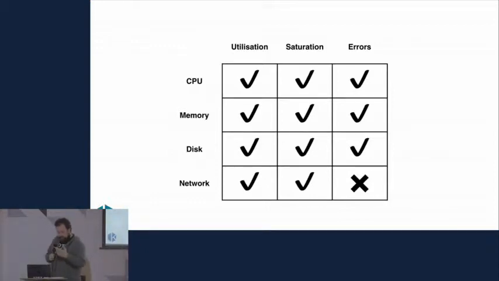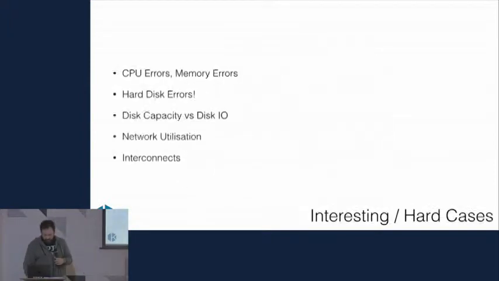One of the things you might notice here is, what does it mean for CPU errors or memory errors? Turns out I've spent the past couple of weeks trying to actually codify what this means in Grafana dashboards and Prometheus metrics. And it turns out to be quite challenging.